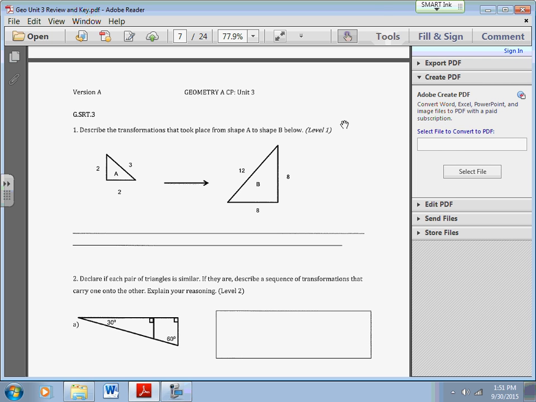It says, describe the transformation that took place from shape A to shape B. It's an enlargement. It's a reflection. And depending on where the line of symmetry is, if the line of symmetry is here and it reflects after it's dilated, then it's translated, right? So you'd have to state it could be a reflection and a translation, or depending on the line of symmetry, it could just be a dilation with a reflection.